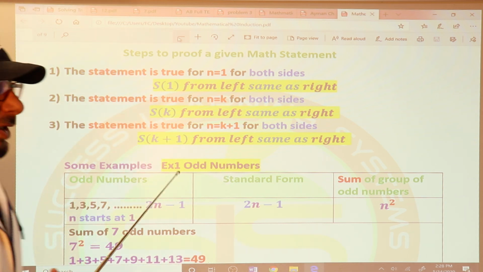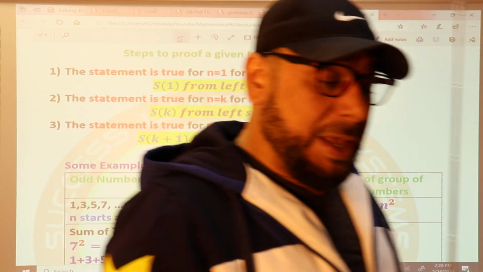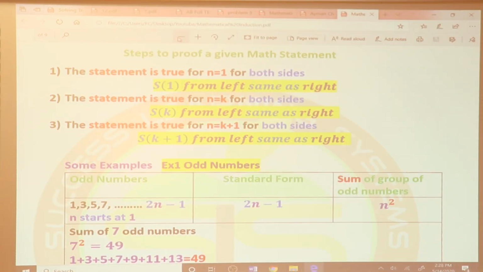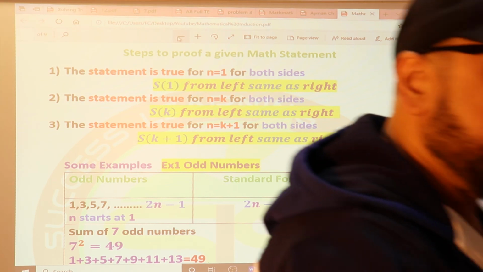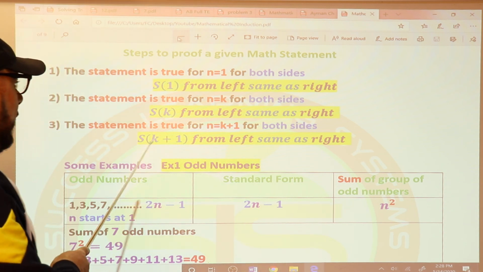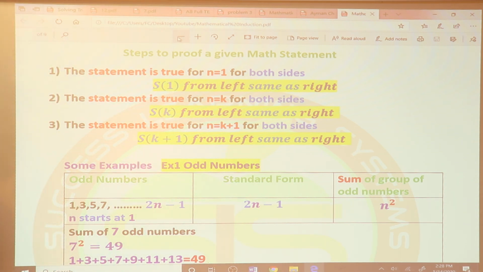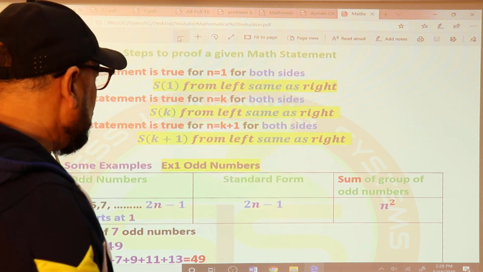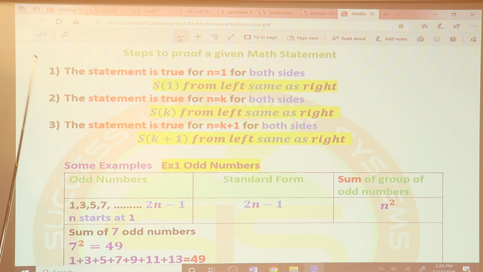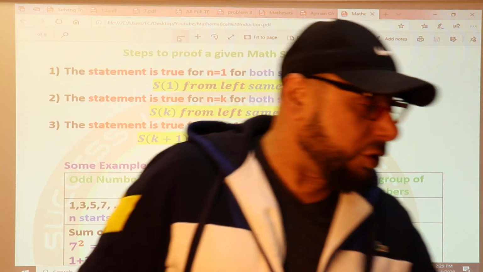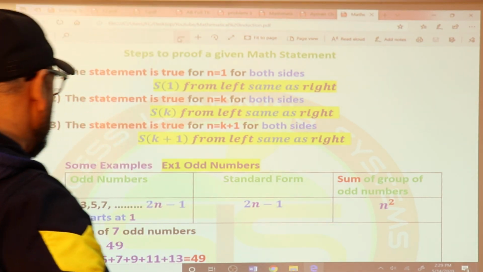The third step is to prove that the statement is true for k plus 1. Good? Okay. Then, after you make sure that all these steps are true, for both sides of the equation, then after that you can say my math statement is true.